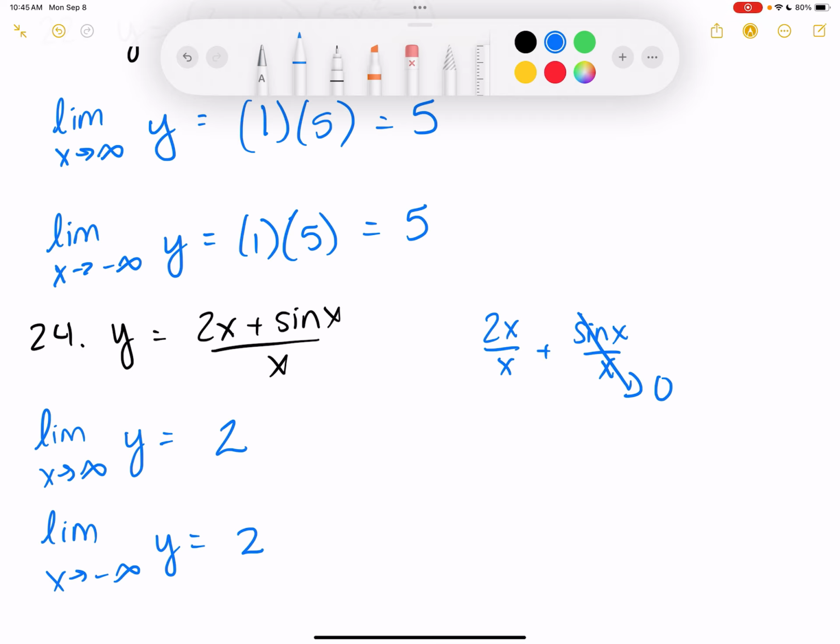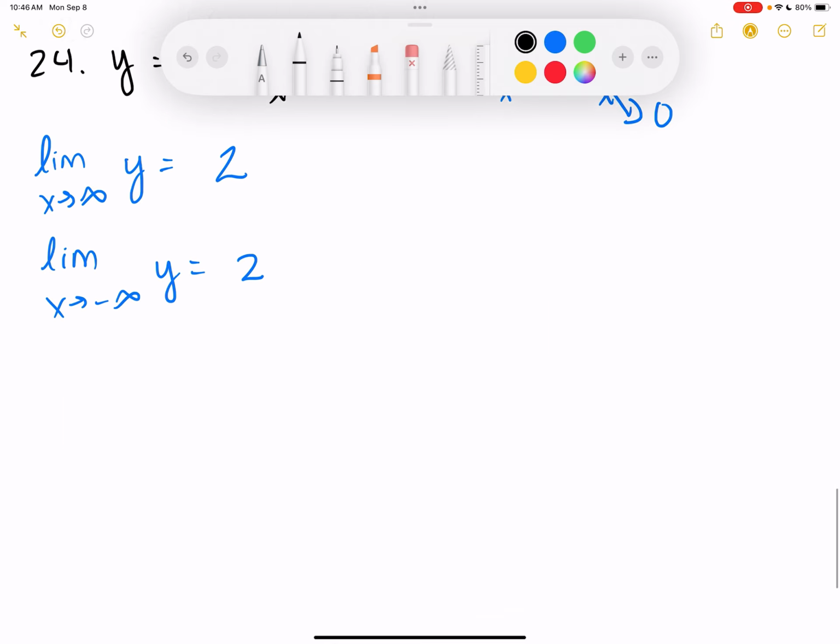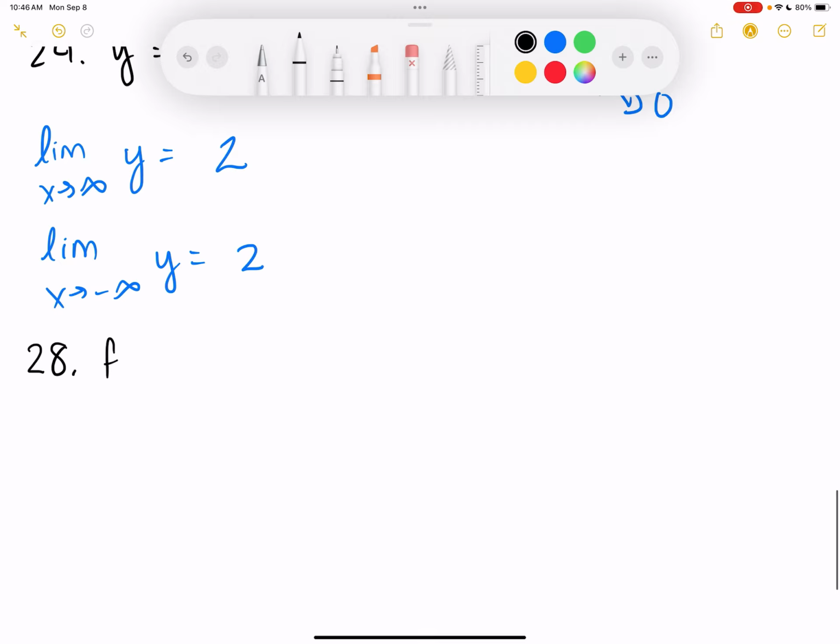Okay. Let's see. Next thing, 28. Find the vertical asymptotes of the graph. Describe the behavior of f of x to the left and right of each vertical asymptote. So essentially, we're looking at what's happening from the left and right of whatever values we have for our vertical asymptotes. So 28, f of x is equal to x squared minus 1 over 2x plus 4.